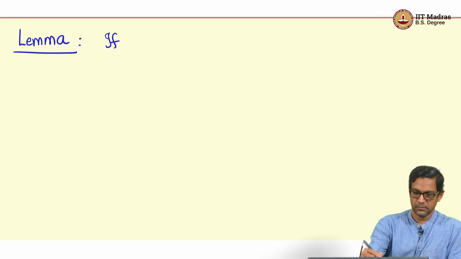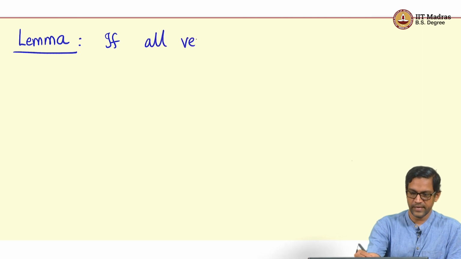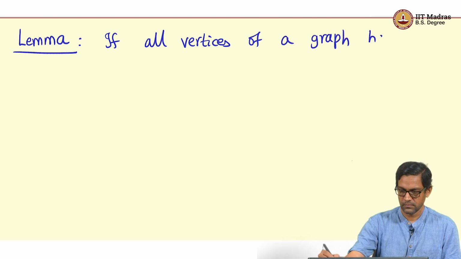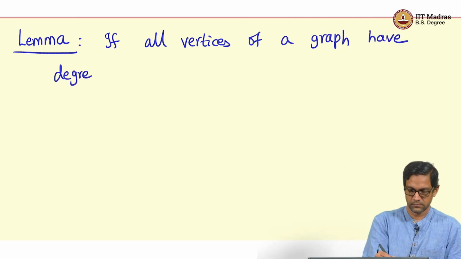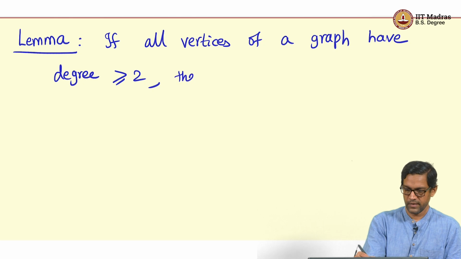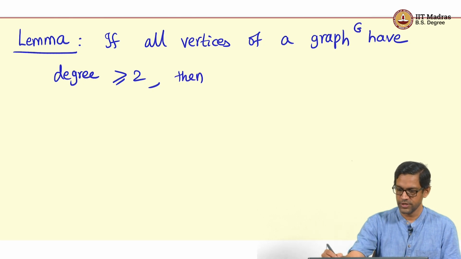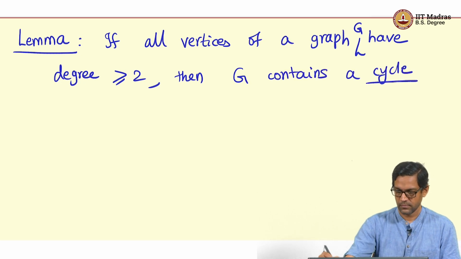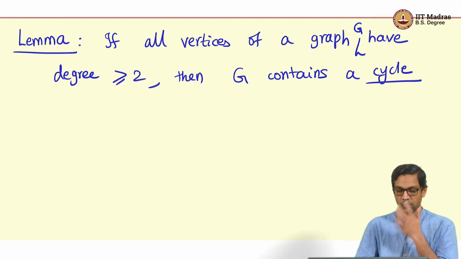If all vertices of a graph G have degree at least 2, then G contains a cycle. Okay, so recall what a cycle was.